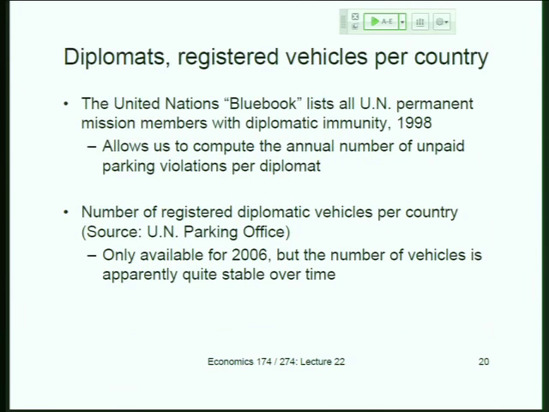Really detailed data, and we combined it with some other data. So we got the UN's official so-called Blue Book listing of all the members of UN missions with diplomatic immunity. That gives us the number of diplomats per country. That was important because we want to normalize the number of parking tickets by the number of diplomats who are there. We also have the number of registered vehicles. We had that for 1 year, but apparently that's quite stable because the size of the missions is pretty stable. So we had numbers to normalize the number of violations.